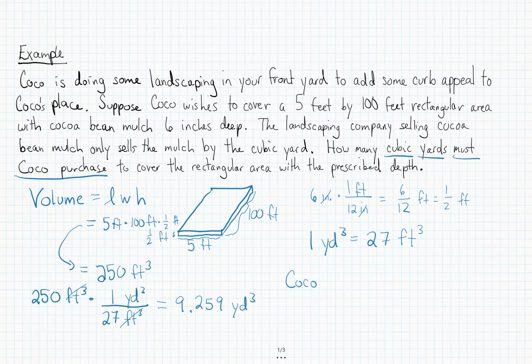But when you think about this, Coco can't purchase 0.259 cubic yards. When you go to buy something, if it's only sold by the cubic yard, you must round up to a full cubic yard if you need to cover it. So in order for Coco to cover the front yard, Coco must purchase 10 cubic yards of cocoa bean mulch.